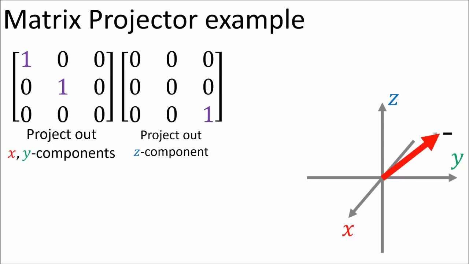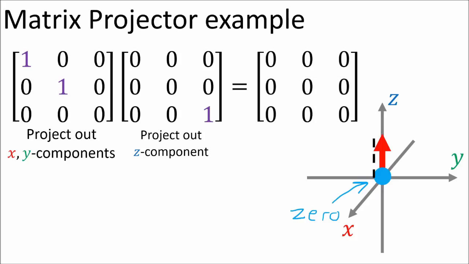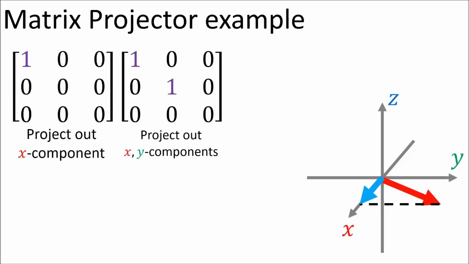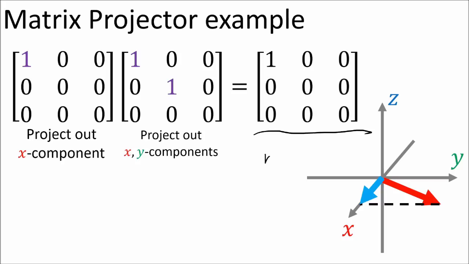If we project onto the z-axis and then project onto the xy plane, there's nothing left and we get 0. And as expected, when we multiply these two projection matrices, we get the 0 matrix. If we were to project onto the xy plane and then project onto the x-axis, the result is non-zero, so these two projectors are not orthogonal, and they do not multiply to give us the 0 matrix.